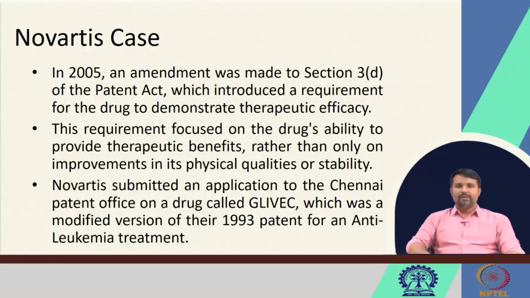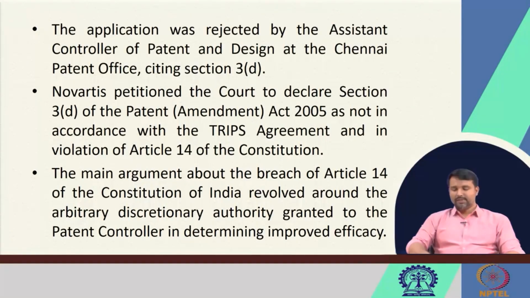Novartis, which is a pharmaceutical company, submitted an application to the Chennai Patent Office for a drug called Glivec, which was a modified version of their 1993 patented anti-leukemia treatment. The application was rejected by the Assistant Controller of Patents and Designs of the Chennai Patent Office, citing the newly amended section 3(d). Novartis petitioned before the court to declare that section 3(d) of the Patent Act is not in accordance with the TRIPS agreement and is also in violation of Article 14 of the Constitution.